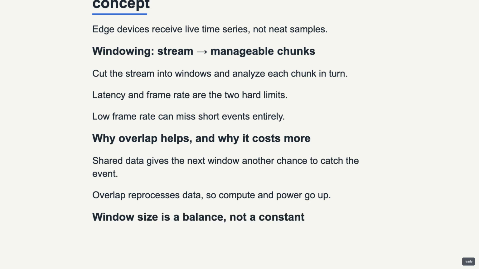Window size changes the whole behavior of the pipeline. Larger windows give more context, while smaller windows respond faster. So the right choice depends on what kind of event you need to preserve.